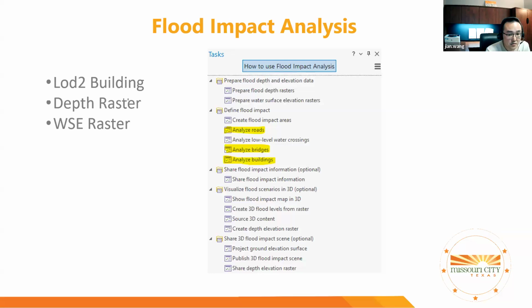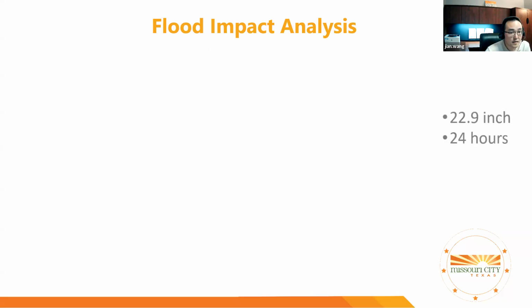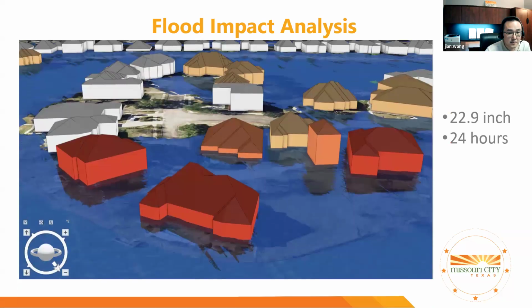This tool can also be used to analyze roads and bridges, and I primarily analyzed buildings in this case. Here are some of my results. I used the scenario of a raster representing 22 inches of rainfall over 24 hours, without Brazos River overflow. And you may see the houses were flooded.